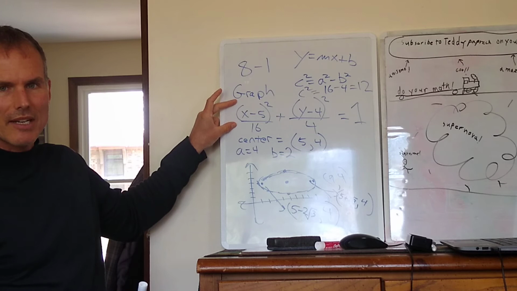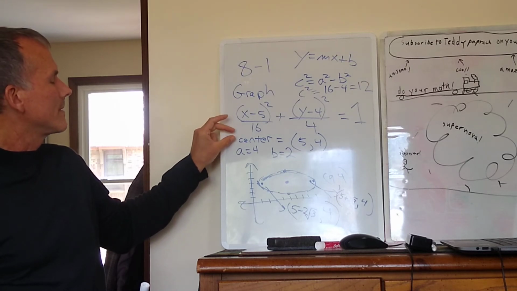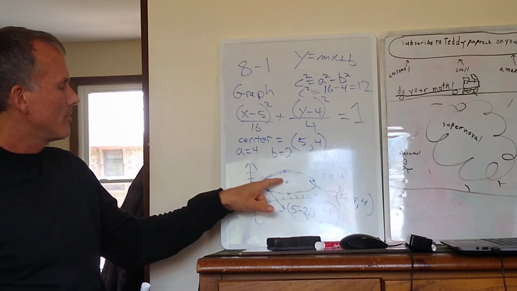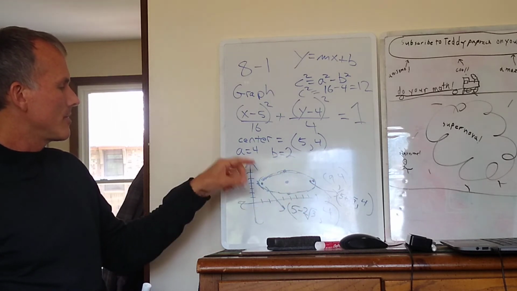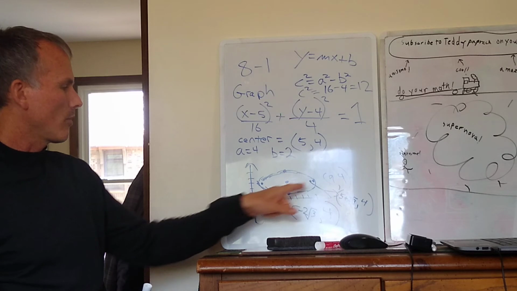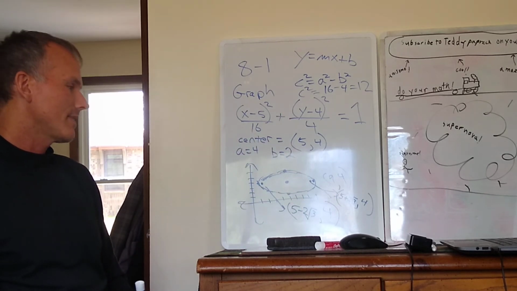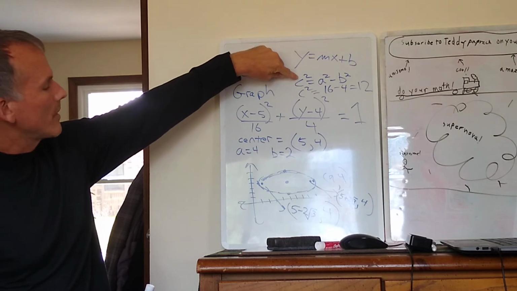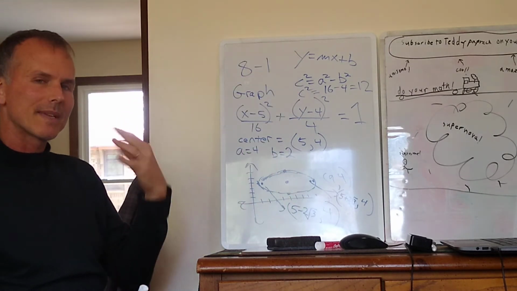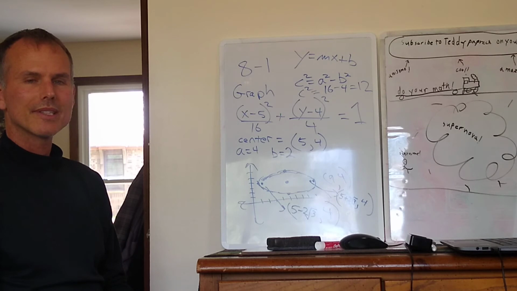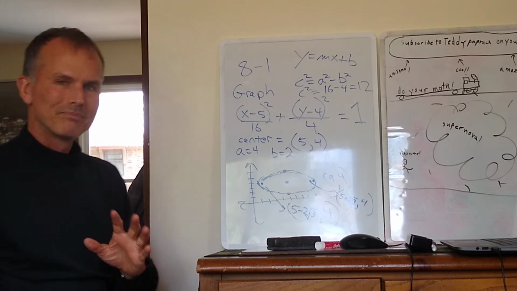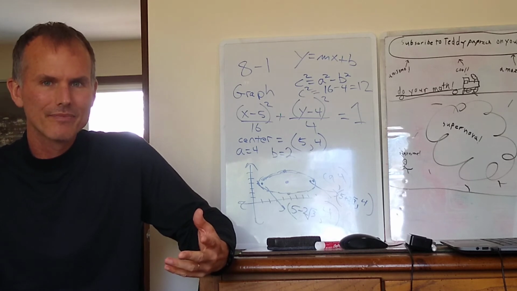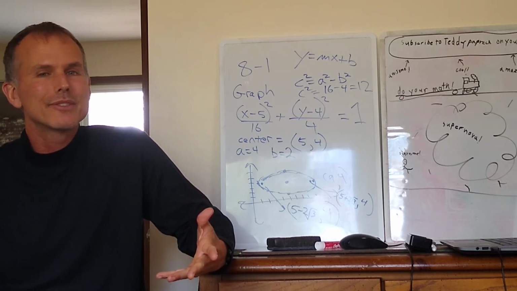So what we did together here is I had the equation of an ellipse in standard form, and we used it to find the center, find a, find b, put the center on there, use a and b to get 4 points around the center, graph the ellipse, and then I used c squared equals a squared minus b squared to figure out c. C tells me how far to go from the center to get to a focus.